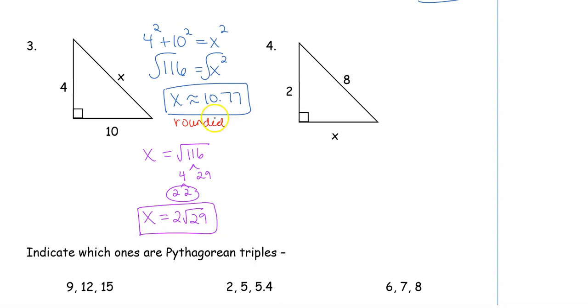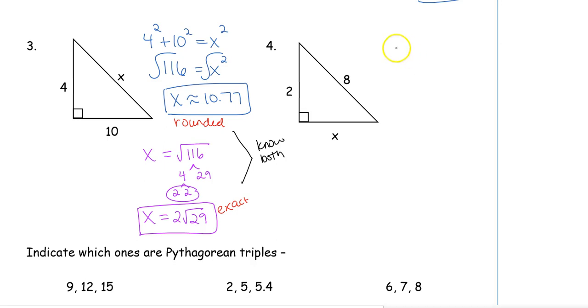So we have a rounded answer and we have an exact answer. And I want to make sure that you are aware that you need to know both. You need to pay attention to the directions and see if I'm asking for rounded or if I'm asking for exact. Exact has radicals, rounded has decimals.